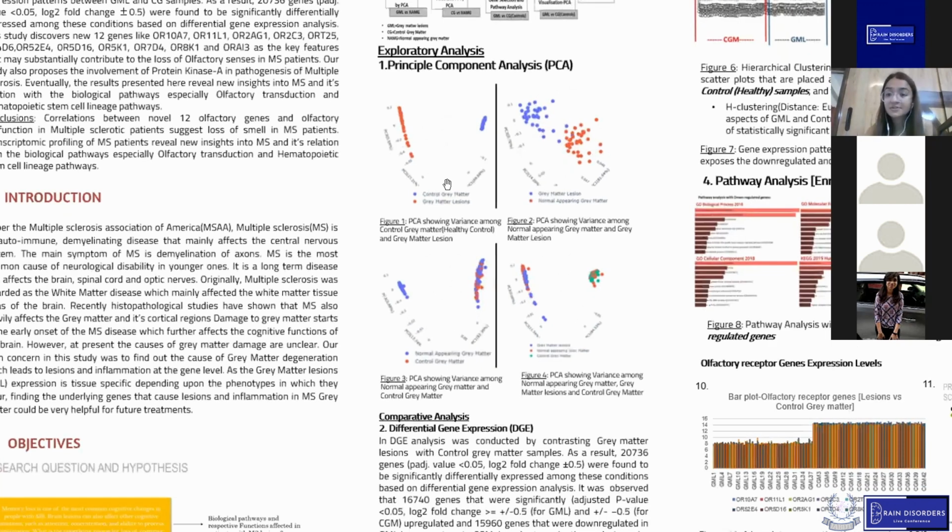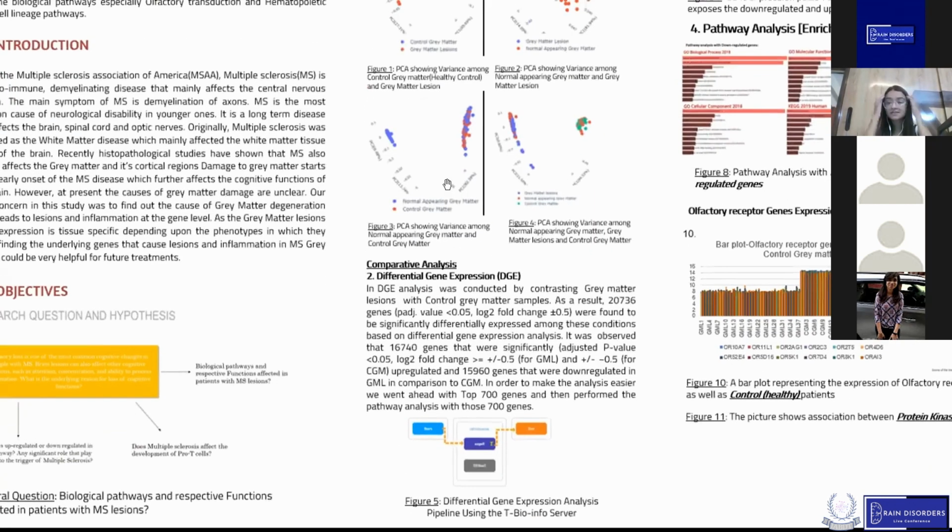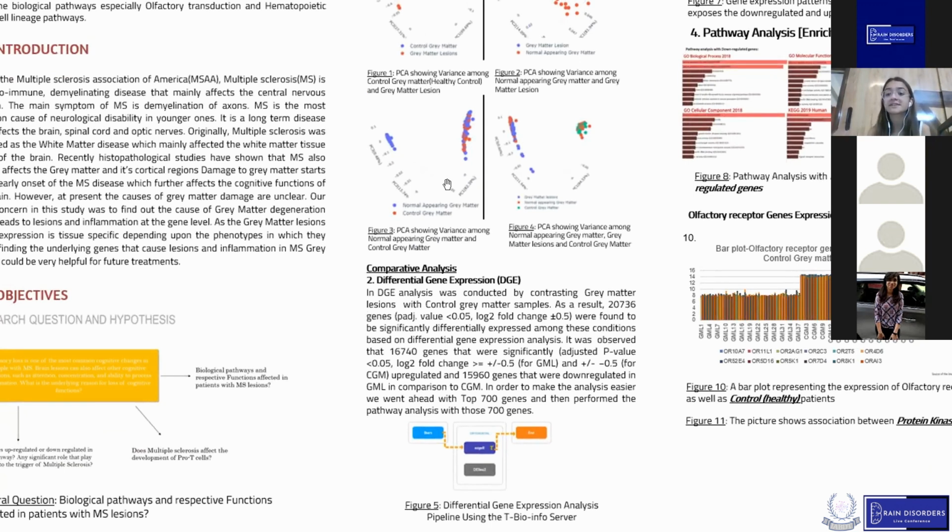Moving on to the downstream analysis, that is the comparative analysis. The first thing I did was the differential gene expression. I wanted to find out the differentially expressed genes between control samples and the patients with gray matter lesions in multiple sclerosis. So I uploaded my RNA-seq sample table on the tBioInfo server pipeline, and after uploading that, I got differentially expressed genes. The values I entered for my differential expression gene analysis were p-value less than 0.05 and log2 fold change plus or minus 0.5.